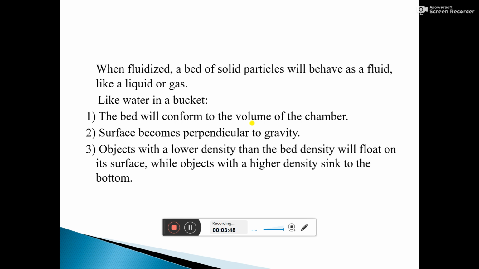That is, the bed will conform to the volume of the chamber. The surface will become perpendicular to gravity. The surface means the bed surface. Whatever the angle of the bottom surface of the bed is, the top surface of the bed will always become perpendicular to gravity. Objects with lower density than the bed density will float on the surface, while objects with higher density sink to the bottom.